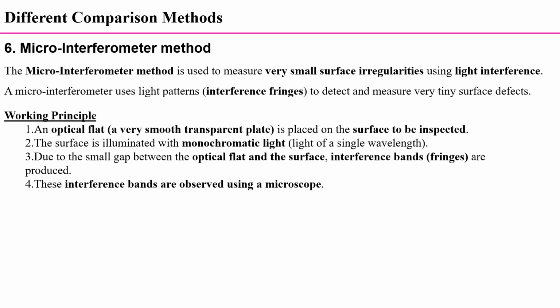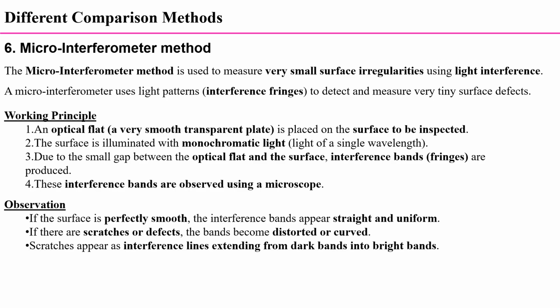First, an optical flat is placed on the surface to be inspected. Next, the surface is lighted with monochromatic light. Next, due to the small gap between the optical flat and the surface, interference bands are produced. Then these interference bands are observed using a microscope.